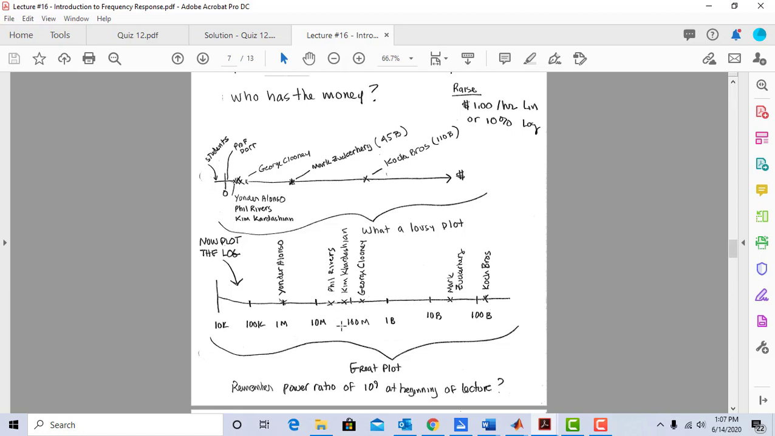I can kind of see that Phil Rivers is making 20 or 30 million dollars. Kim Kardashian is up there around 80 million, but I can definitely see she's doing better than Phil is. And George Clooney has kind of been at it a while, so he's got more money than both of them. Now, Clooney has, what, 100, maybe $200 million?